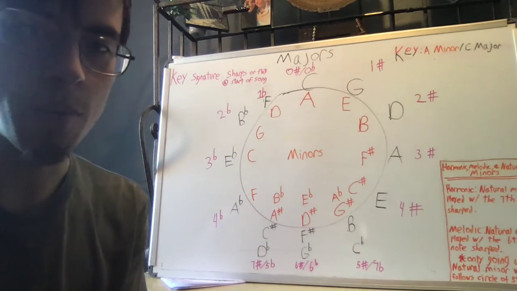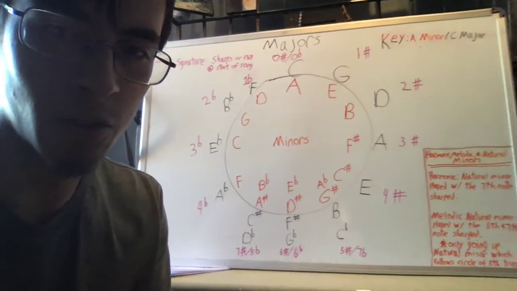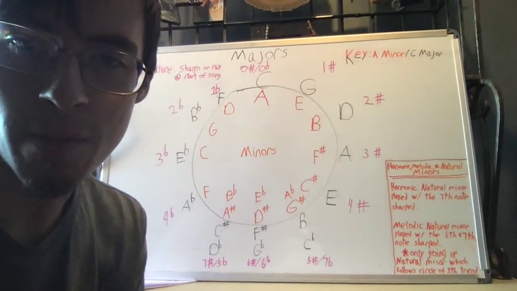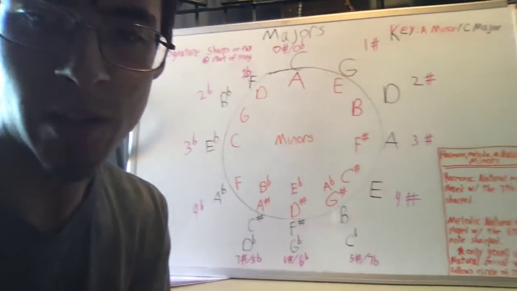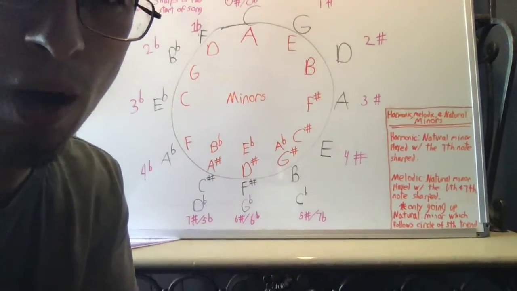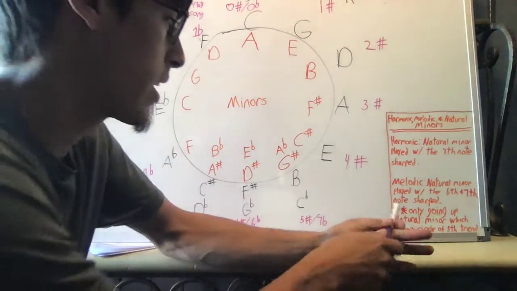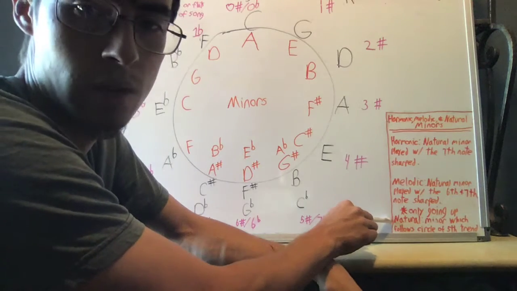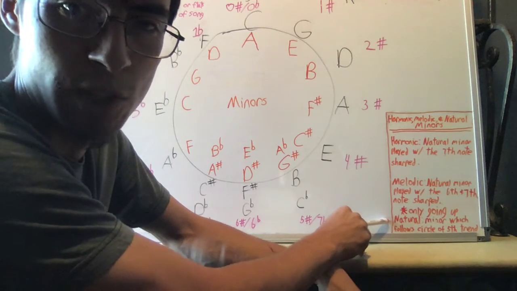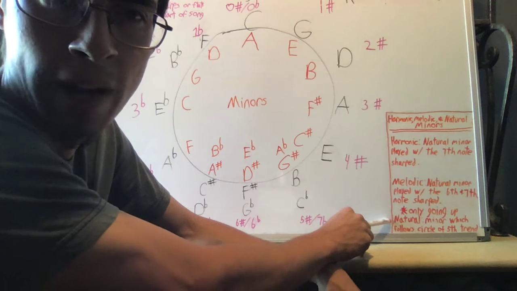Okay, so now let's talk about those 3 different minors that are included. They are the harmonic, melodic, and natural minors. And so let's actually start on the bottom right here where we talk about the natural. That's the first one that we should learn. I just wrote it a little bit out of order.